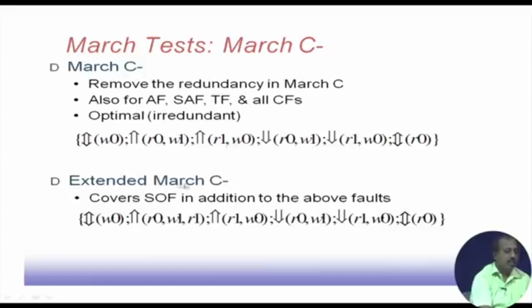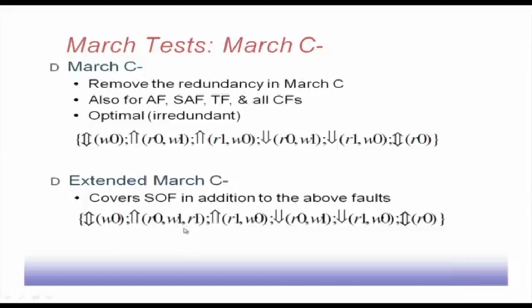Then there is an extension of March C minus. It covers stuck-open faults in addition to faults like address fault, stuck-at fault and all that. So, stuck-open fault is also covered. This is the sequence for that. To get confidence that it really detects these errors, we have to take individual errors and go through these individual sequences to locate exactly which particular pattern is going to catch it. Here we are just taking it as accepted that these faults are getting detected. The actual analysis you can find in the corresponding literature.